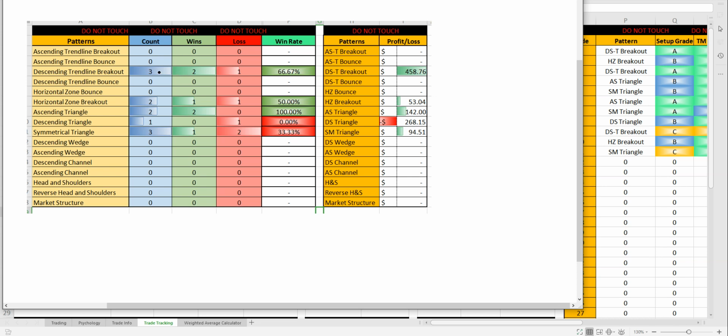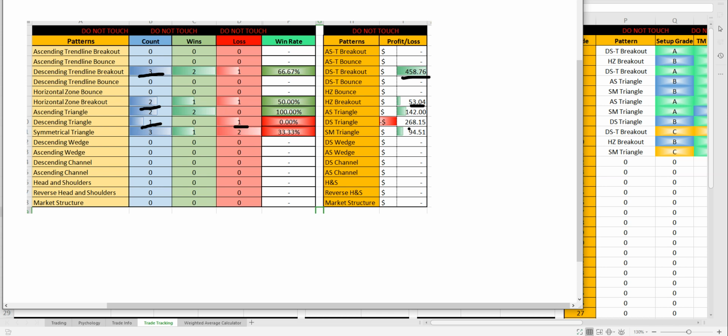So you see, out of the 3 times it won twice, so it's 66.7%, and then same thing for the different stats within the wins and losses, and then profit and loss. So this is out of the 3 times, this is how much it profited this particular pattern. And then, for example, this horizontal zone breakout, you traded it twice and you made $53 because you won one and you lost one, but you came out positive. And the trade that you lost money on was the descending triangle.